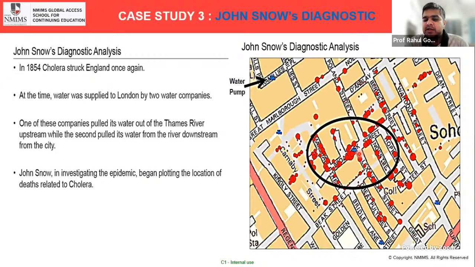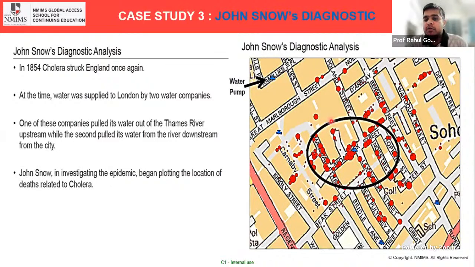And he could actually attribute the reason to one of the pumps in that area which was providing water. And he could link the spreading of the cholera to the water which was coming out of this pump. And when he said to remove this pump or stop supplying water, they could see the cholera not progressing and also coming down. So, looking at data, plotting the data, drawing an inference, attributing a certain reason to the impact that is being seen.